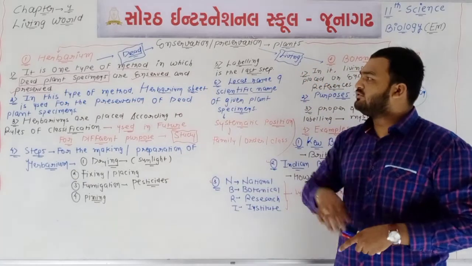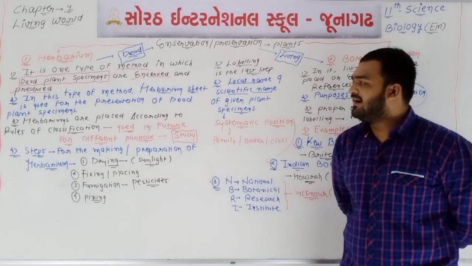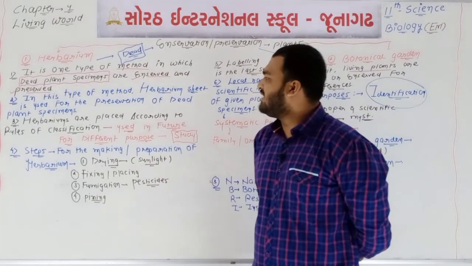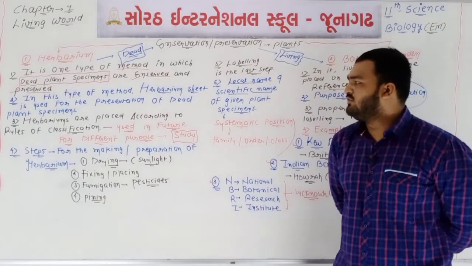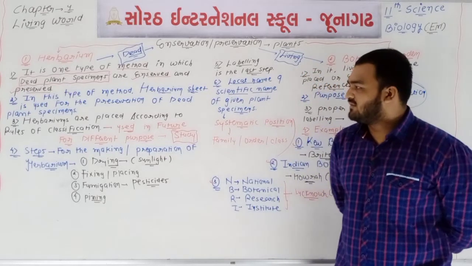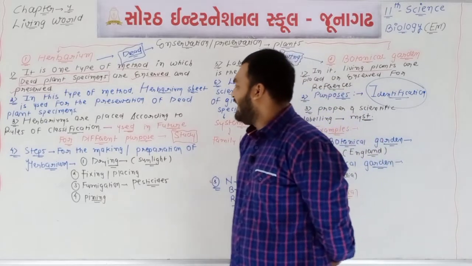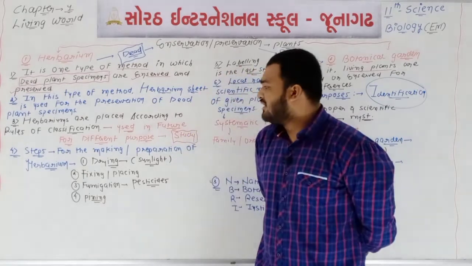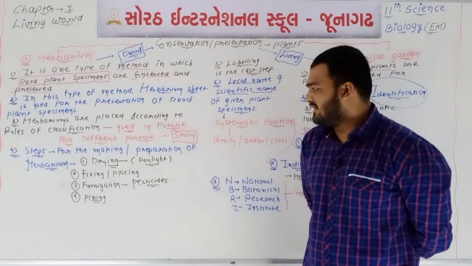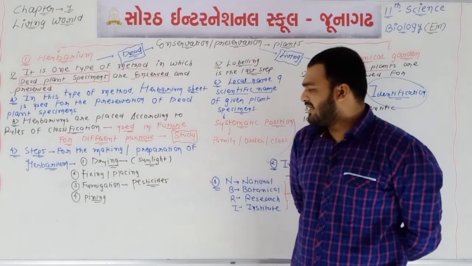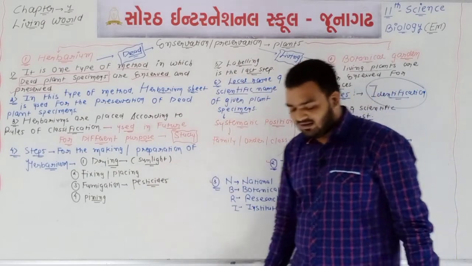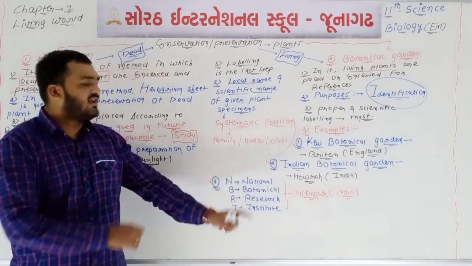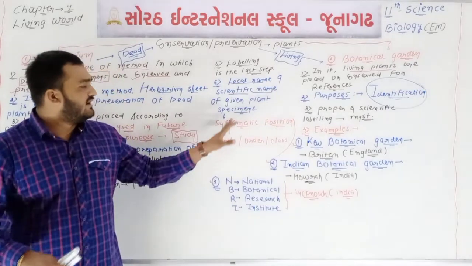See, if we are talking about the herbarium, it is one type of method in which dead plant specimens are conserved and preserved. Second point, in this method, a herbarium sheet is used for preservation of the dead plant specimen. Third, herbariums are placed according to the rules of classification and will be used in the future for different purposes like study. Different steps are there: drying, fixing, placing, fumigation, pinning, and the last one is labeling. After labeling, the local name and scientific name are a must, and the systematic position will be written. It's all about the herbarium.